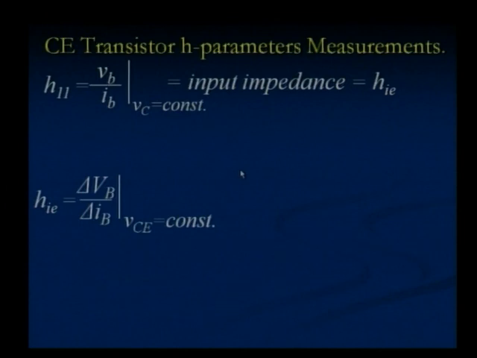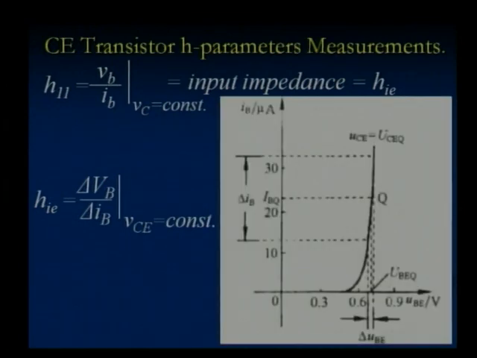Now how these parameters can be measured? 4 parameters: input impedance, output impedance, forward current ratio, reverse voltage ratio. How they are measured? Let us see one by one. Okay. First H11, the input impedance, and for common emitter we know it is the ratio of base voltage to the base current, HIE.